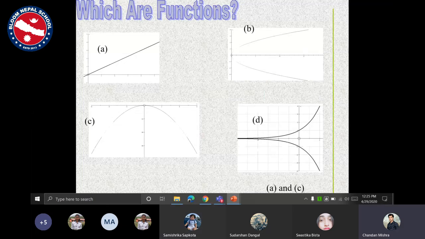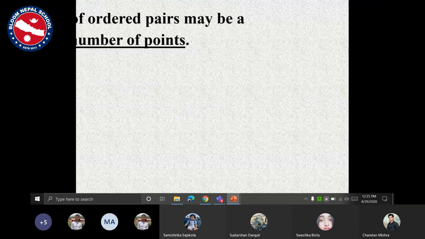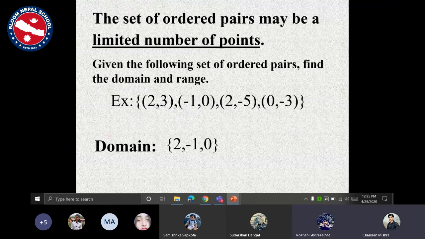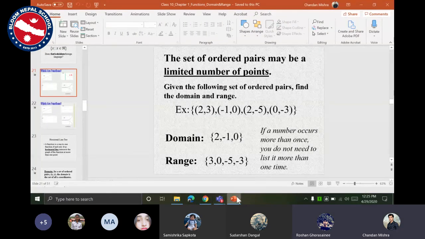Roshan, do you agree with what Samishrika just said? I do not, I don't have any idea for this. Okay, Sadiksha, do you agree with what Samishrika said just now, that the domain and range have to be equal? Sir, I actually did not get her point. Can you say that once again?